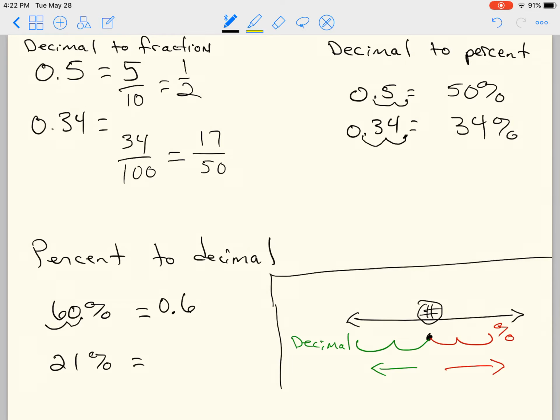Lastly, on 21%, your decimal point's there because that's a whole number. It can go 1, 2, and you're looking at 0.21 as the decimal version.